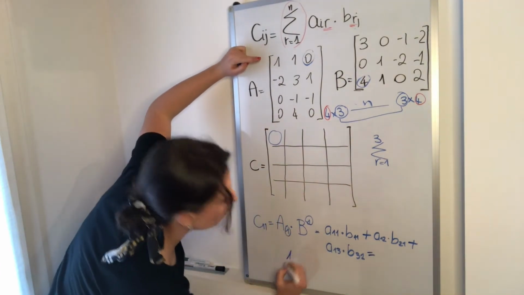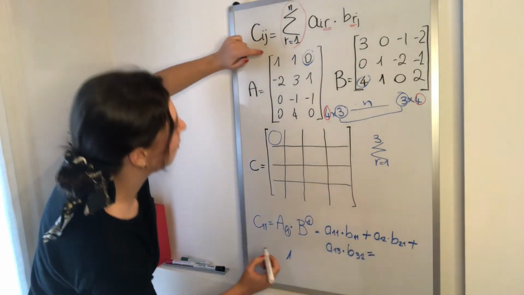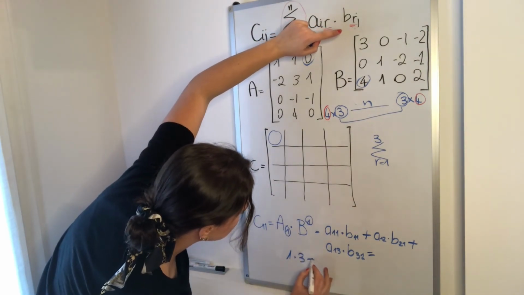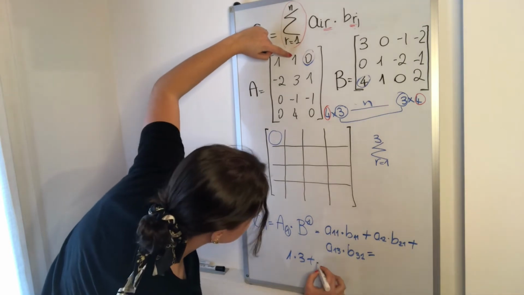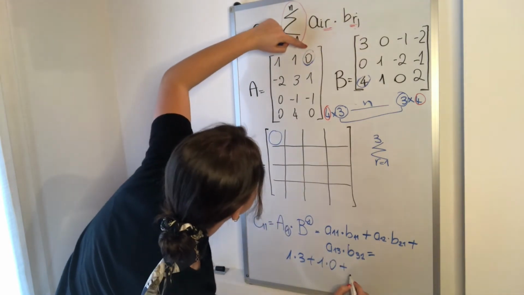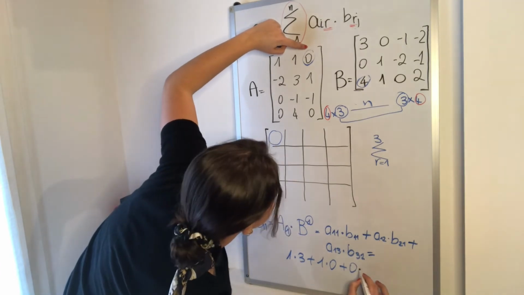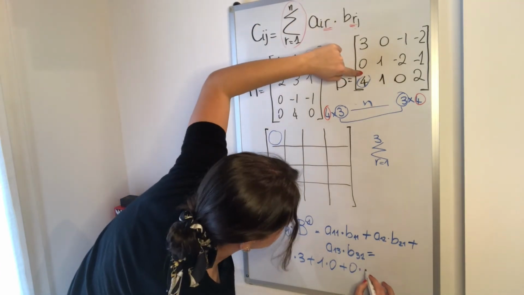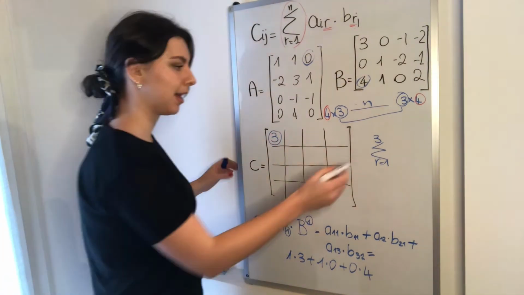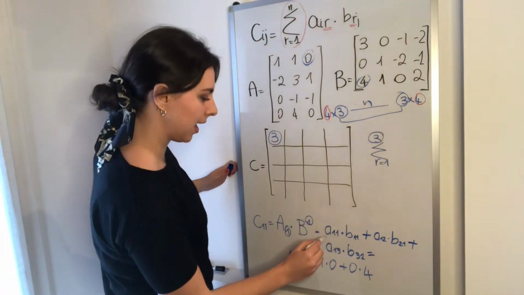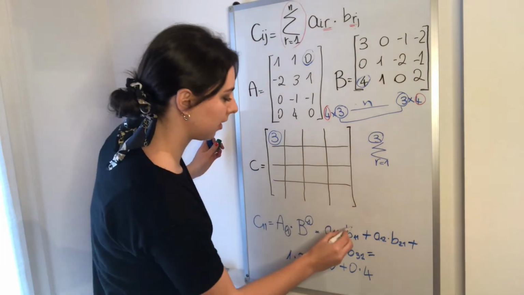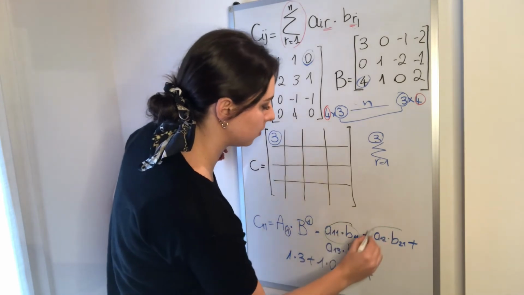A11 is 1, can you see? Yes. 1 by 3 plus 1 by 0 plus 0 by 4. We will have 3. N is 3, and we have 3 elements that we're going to sum.